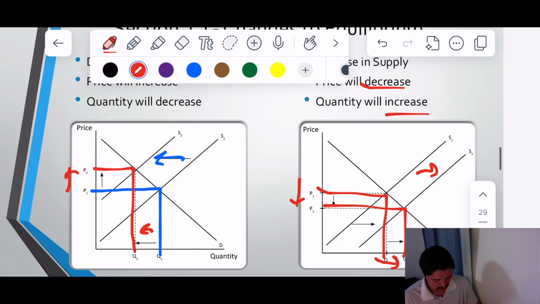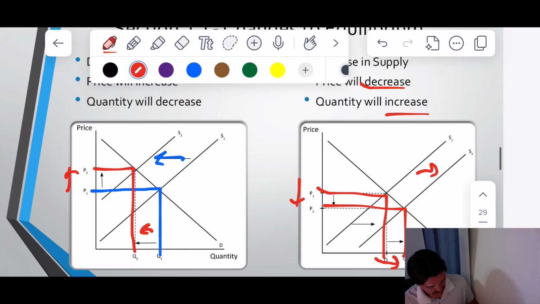So we can show that we have lower prices at a higher quantity. Okay? And that's how we show an increase in supply. So this is what you're going to have to do on your assignment, showing a change in the market and how that changes supply and demand.